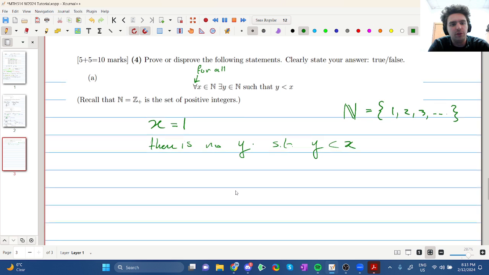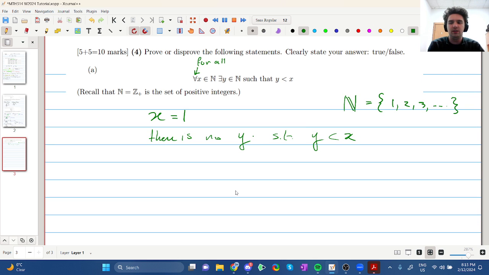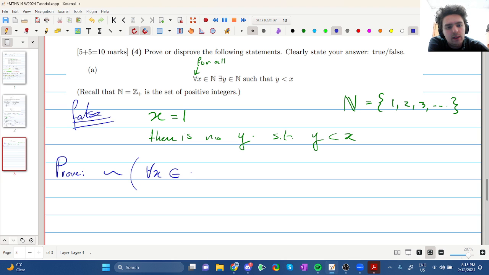Okay, so let's formally prove this. To prove a statement to be false, you prove its negation. Right now this is false, and we want to prove it. So we're going to prove the negation of: for all x that are elements of the natural numbers, there exists a y that is an element of the natural numbers such that y is less than x.